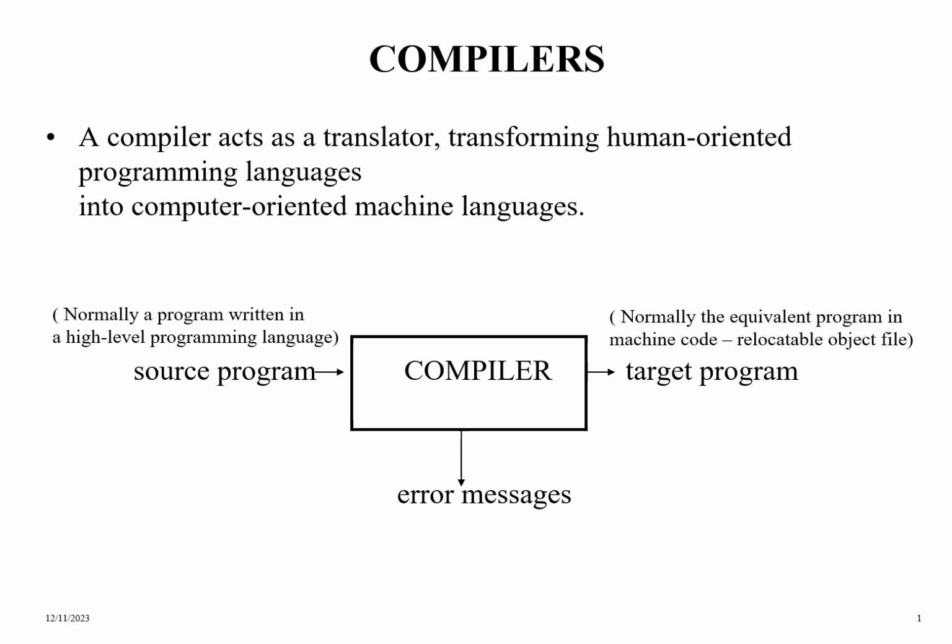Normally, a program written in a high-level programming language is a source program, and this program is given as an input to a compiler. It generates a target program. What is a target program? It's actually a machine code or relocatable object file. If this target program was not attained by the compiler, then it throws an error.